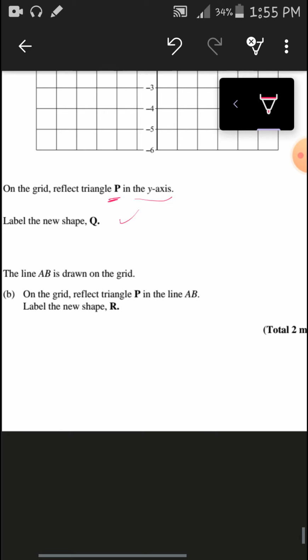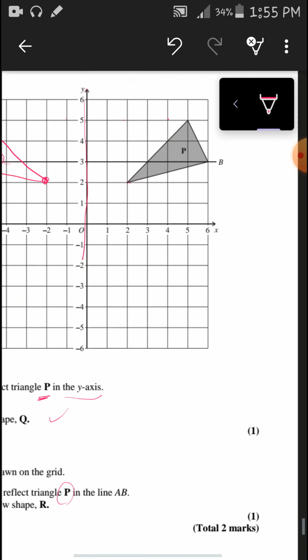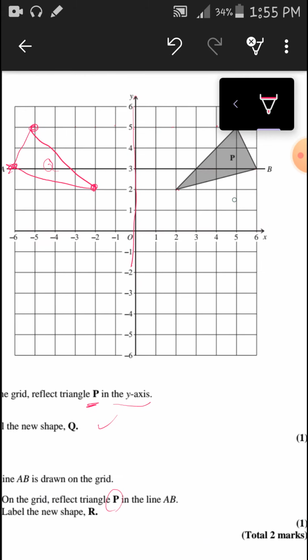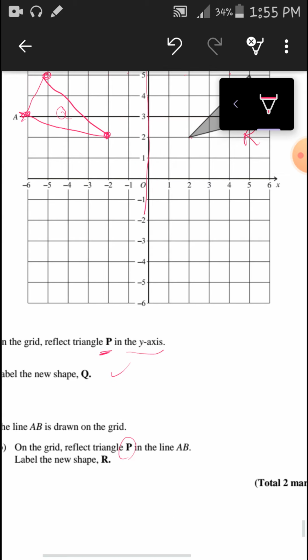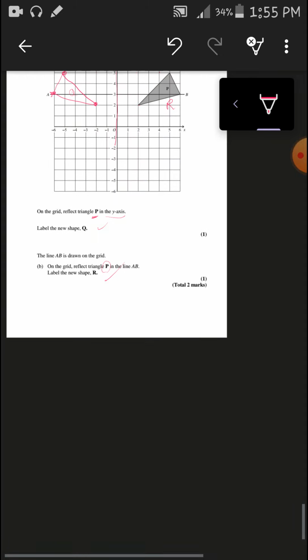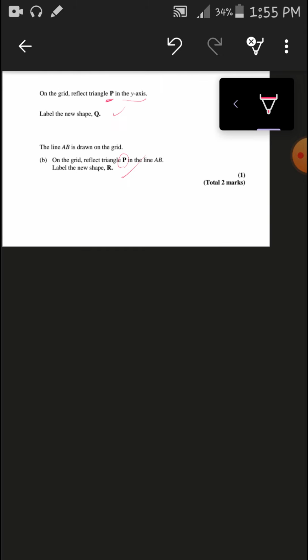The line AB is drawn on the grid. On the grid, reflect triangle P in the line AB. So we didn't do any mistakes. It was R. So the one we drew here was R, and this is everything about reflection and translation. Thank you.